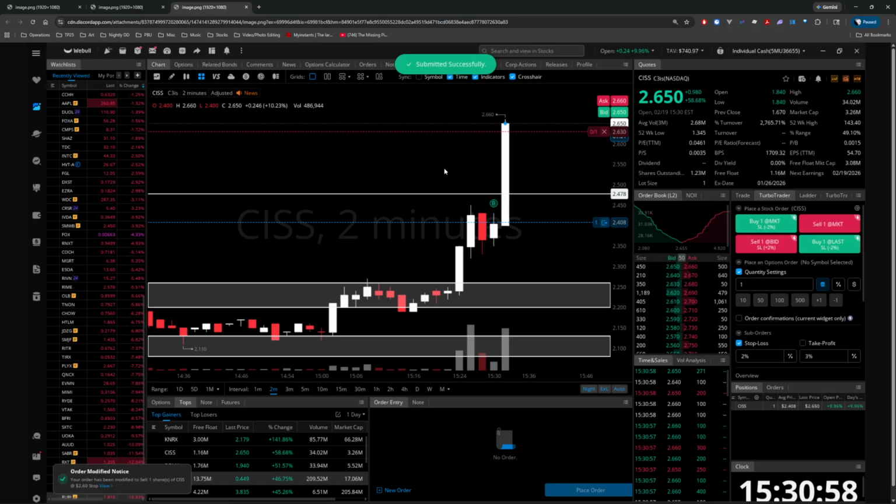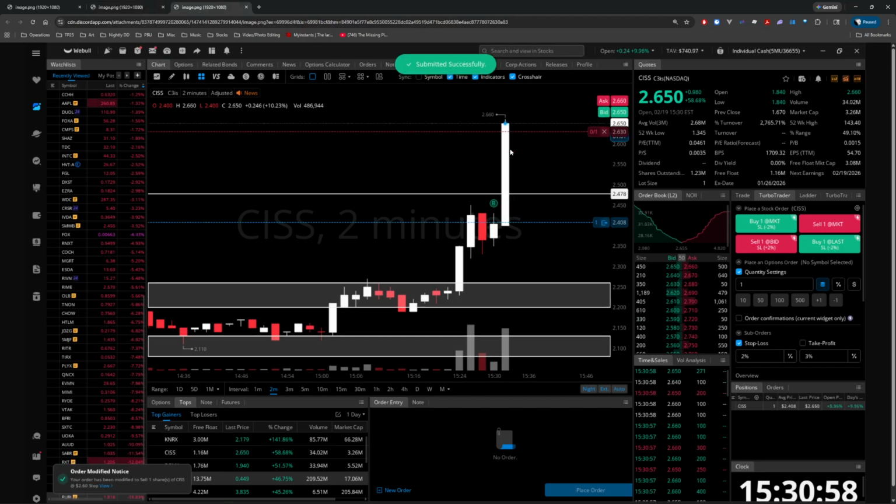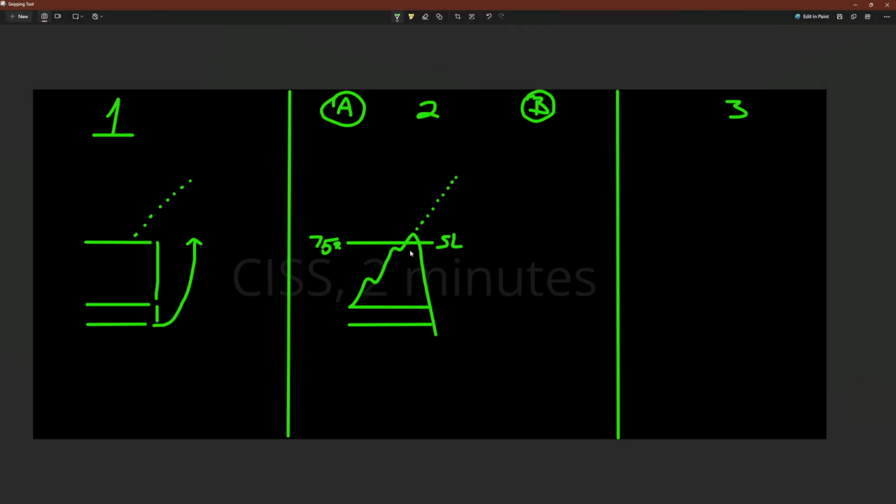It's a phase 1 trade because I didn't scale out. So instead of selling 75%, I just sold everything, but I moved my stop loss up to do it, okay? So that's the main takeaway there between phase 1, phase 2, A and B.